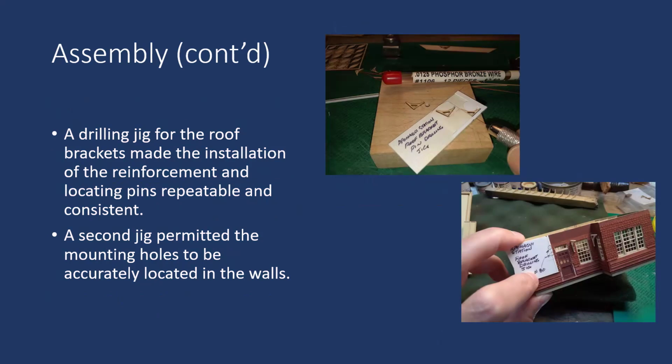A drilling jig for the roof brackets made the installation of the reinforcement and locating pins repeatable and consistent. So at the top, you can see I made a simple jig out of styrene, and there's a couple of holes in the side, and I put each roof bracket in and drill a couple of little holes and put a couple of pins in, hold them with super glue, and that makes a very secure attachment to the walls. And a second jig permitted the mounting holes to be accurately located at the correct position down from the roof.